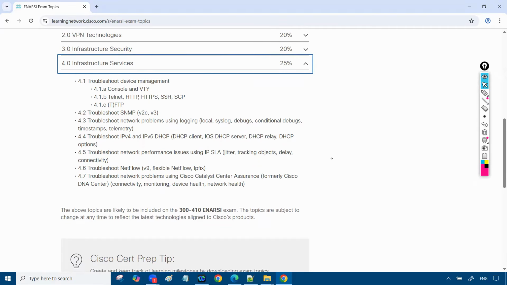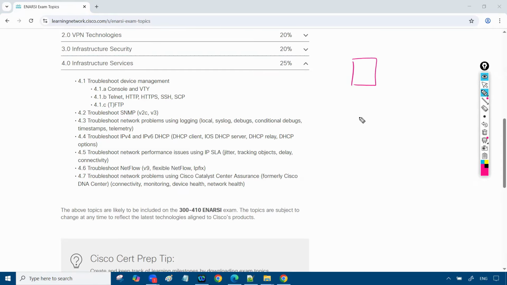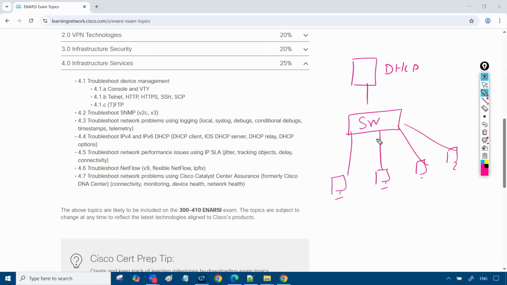Once you have done this, then you have the option of troubleshooting DHCP, right? How you can perform the troubleshooting of DHCP. Sometimes, for example, this is the DHCP server we have, and this is the switch right now. This DHCP server is going to allocate the IP addresses to this user, right? There are many reasons that your PC will not get the IP address.